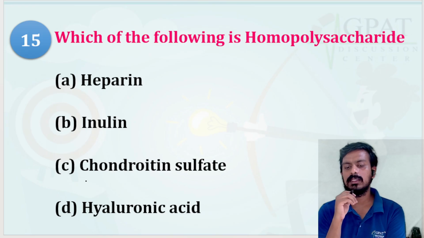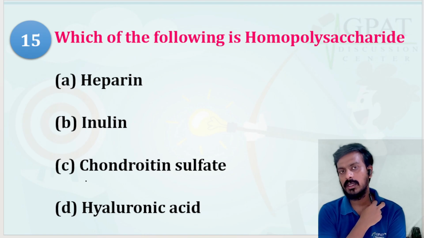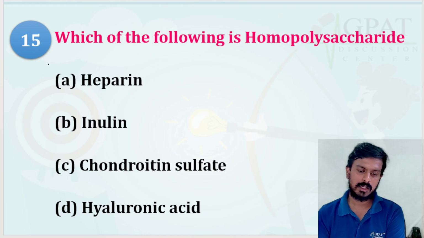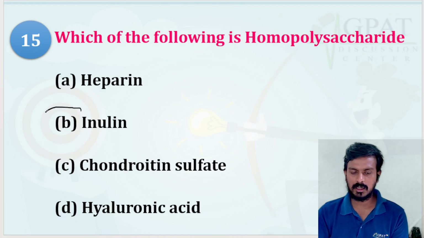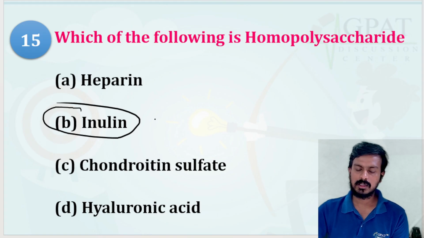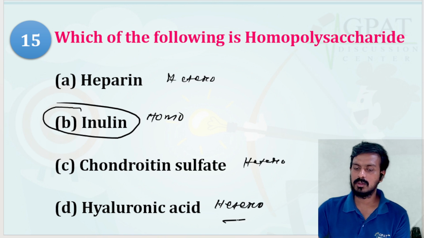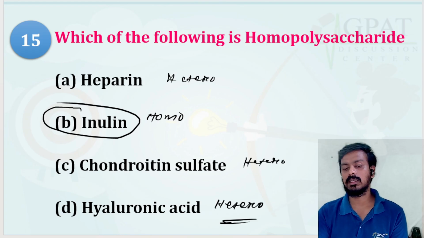Next question. Which of the following is a homopolysaccharide? Remember the mnemonic: GDC is super, glycogen, dextrin, inulin, starch and cellulose. So inulin comes under homopolysaccharide. Heparin is a heteropolysaccharide, chondroitin is a heteropolysaccharide, hyaluronic acid is a heteropolysaccharide. This type of question is repeatedly asked in exams.